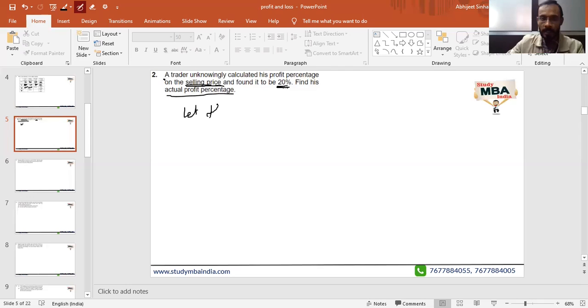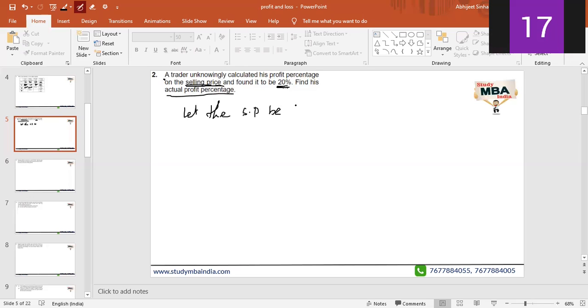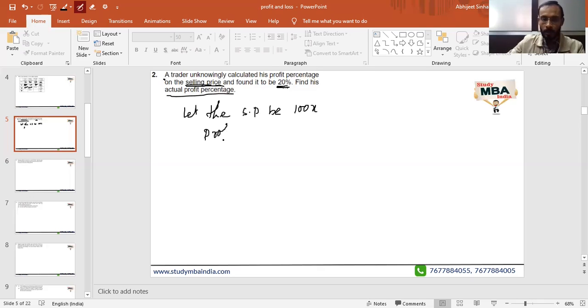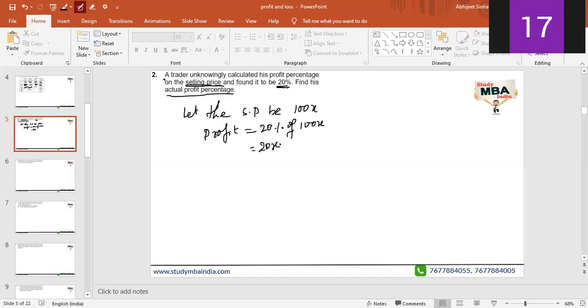So now let the selling price be, let us say, 100x, right? Yes, sir. In percentage, always assume with respect to 100 or a multiple of 100. So let us say the selling price is 100x. Profit will be how much? 20% of 100x, which is 20x, right? Yes, sir.